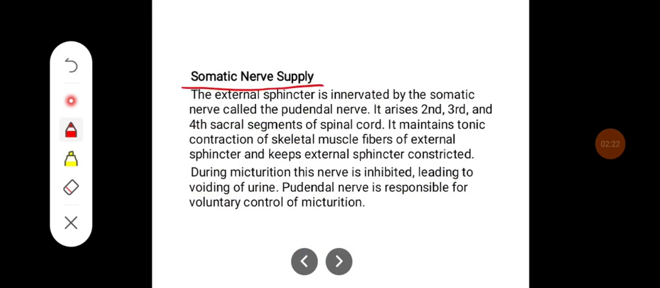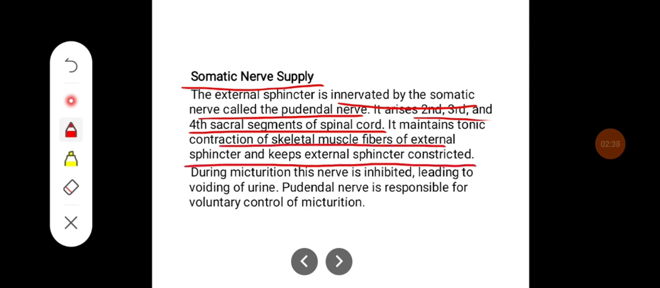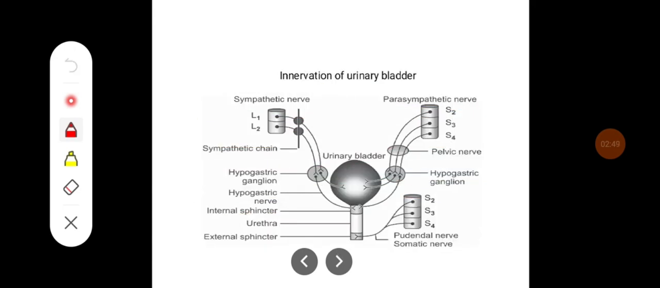If you see the somatic nerve supply, the external sphincter is innervated by the somatic nerve called the pudendal nerve. It arises from the second, third, and fourth sacral segments of the spinal cord. It maintains tonic contraction of skeletal muscle fibers of the external sphincter and keeps the external sphincter constricted. During micturition, this nerve is inhibited, leading to voiding of urine. The pudendal nerve is responsible for voluntary control of micturition.